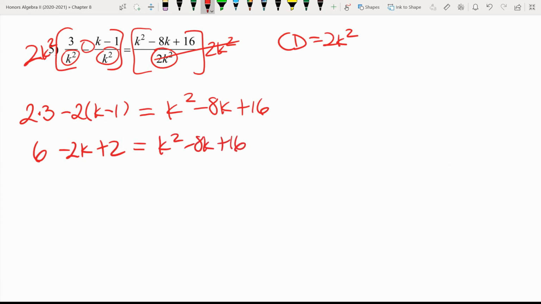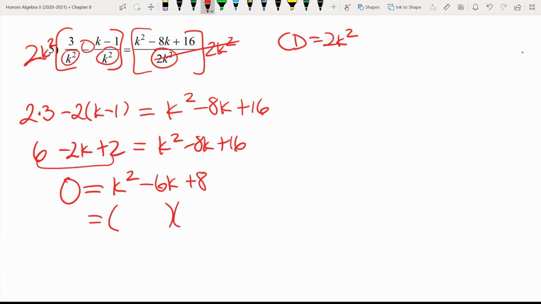So I just need to bring everything to one side, set it equal to 0. I'm going to bring everything to the right, since that's where my positive k squared is already. So this turns into a minus 6k, adding a 2k to both sides. And this is 8, so subtracting 8 from both sides makes this a plus 8.